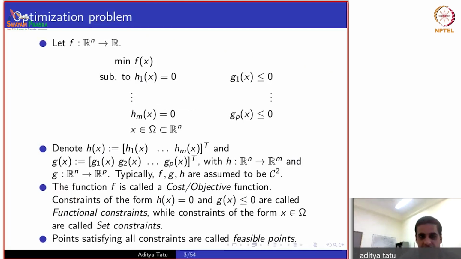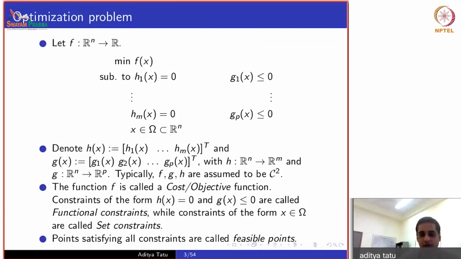You are given a function f, which is defined on Rn. I hope all of you are familiar with Rn. It's just the n-tuple of real numbers, the n-dimensional space, as you would call it. For every point in this Rn, you are given a scalar, a real number. That is this function f. And you are asked to minimize this function f. You are supposed to find the minimum value of f, as well as find at what x this function attains its minimum.